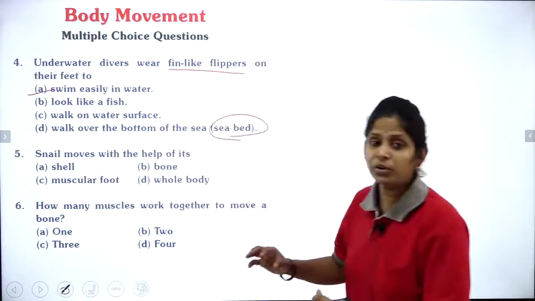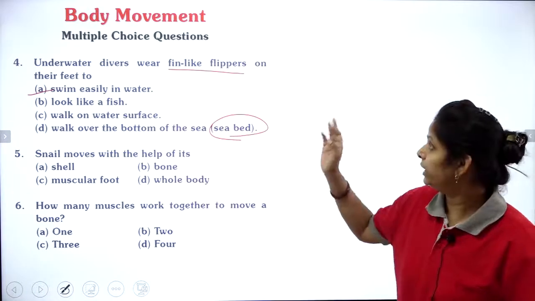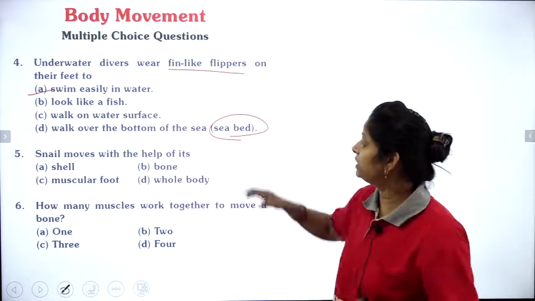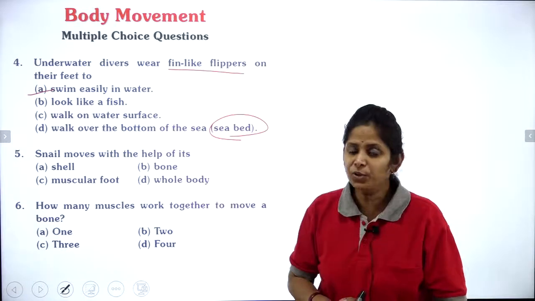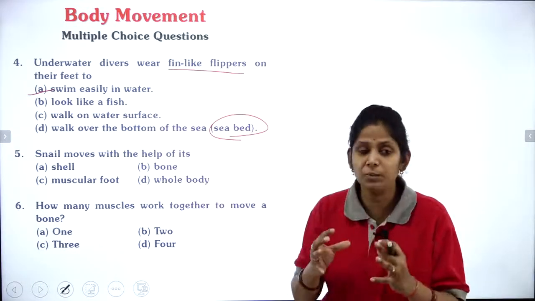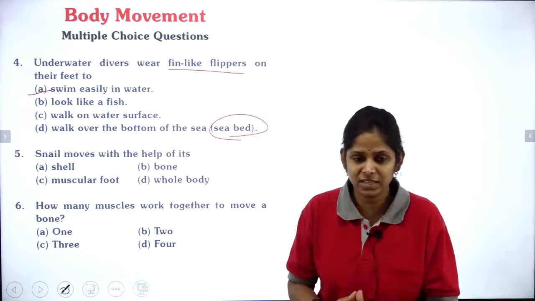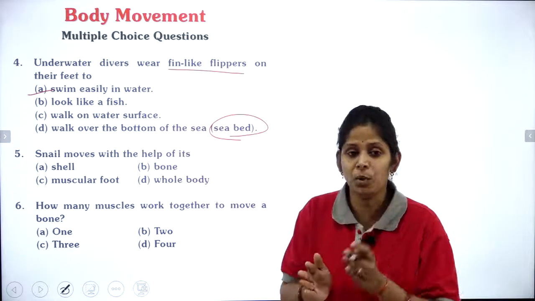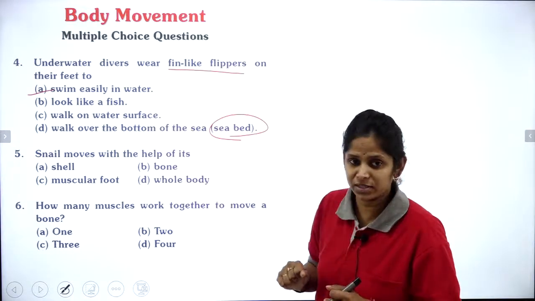Underwater divers wear fin-like flippers on their feet to swim easily in water. With the help of these flippers they can easily swim in water like fish. These flippers also help them to keep their body balance and to move in the proper direction. So this can be done with the help of flippers.